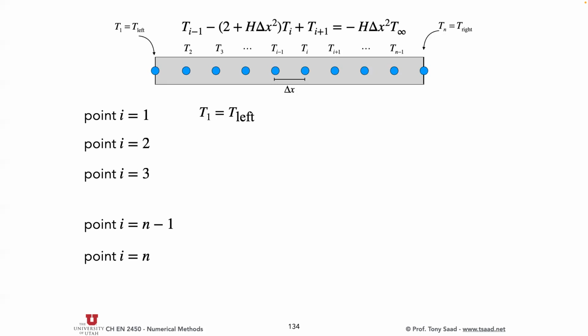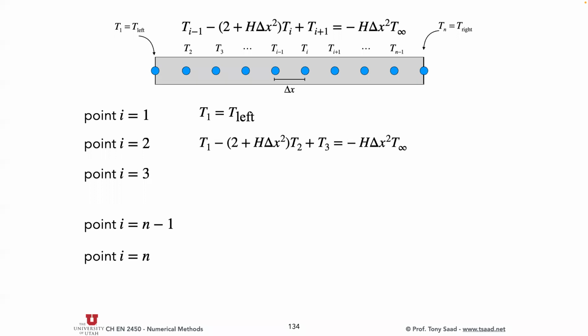Now, at point 1, you know that T1 is T left. That's given to you. So we don't need that discrete equation. Besides, like many of you noticed, if you apply that equation at point 1, you're going to get a T0, which doesn't exist. So forget about that. We know the temperature at T1. Don't worry about it. Put T1 equal T left.